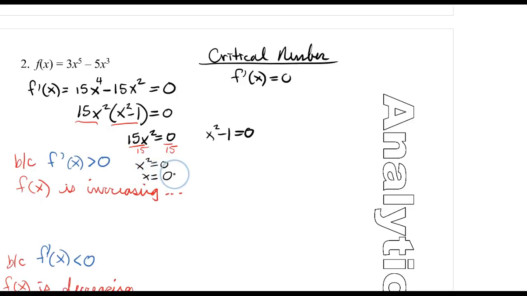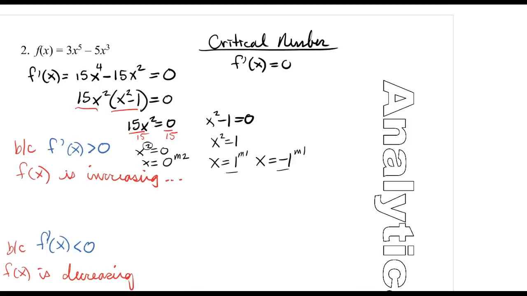x equals 0. Important to note for our quicker sign chart, this 0 has a multiplicity of 2 because there's 2 of them. 2 roots, 2 x's means 2 roots, so this is a multiplicity of 2. Here I have x squared minus 1 equals 0, so x squared equals 1, and I take the square root and get x equals 1 and x equals negative 1. Each of these occur only once. The 2 roots indicated in this x squared are 1 and negative 1, so they each occur only one time.